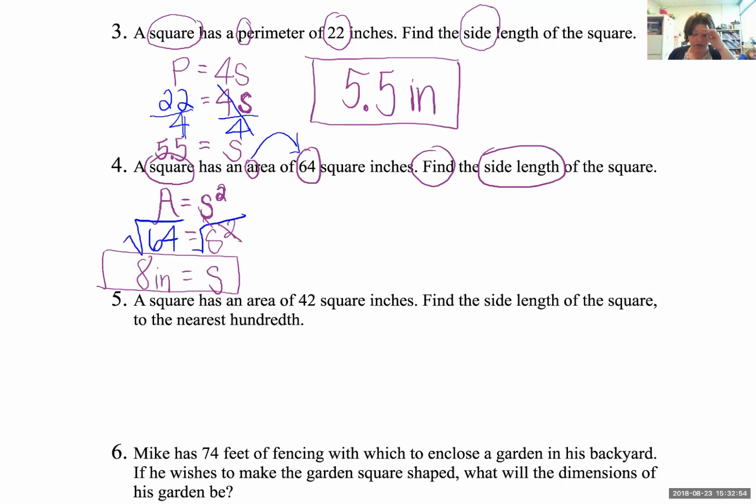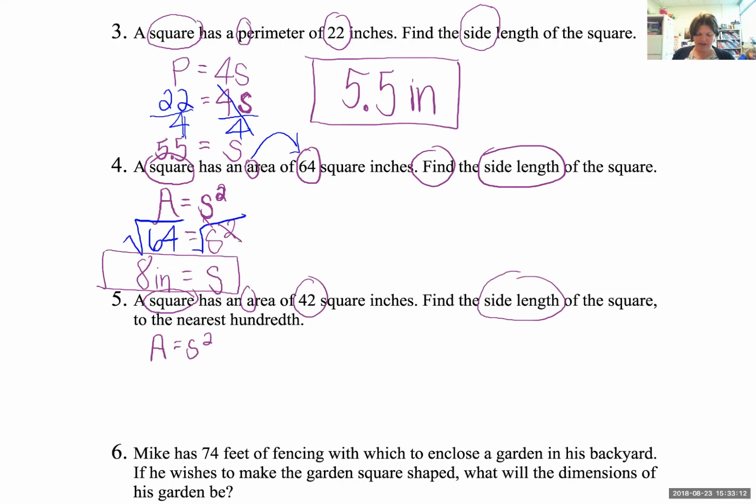Okay, so number 5 again says a square has an area of 42 square inches. And again, they've told me to find the side length of the square. So you might be thinking, dear Lord, Kate, why do we have to do the same problem twice? Well, let's take a look. Something different is going to happen with 42.